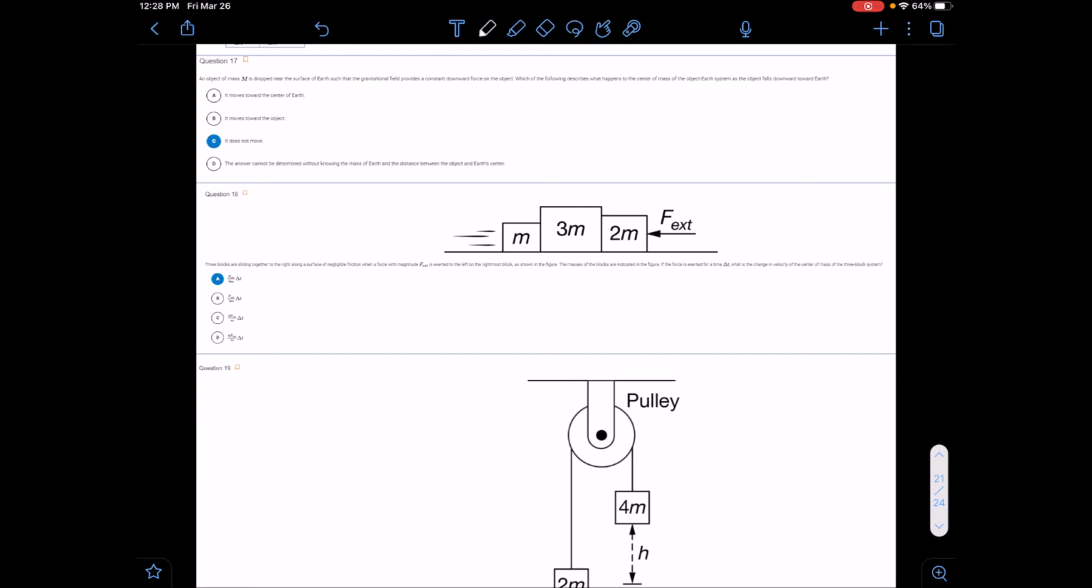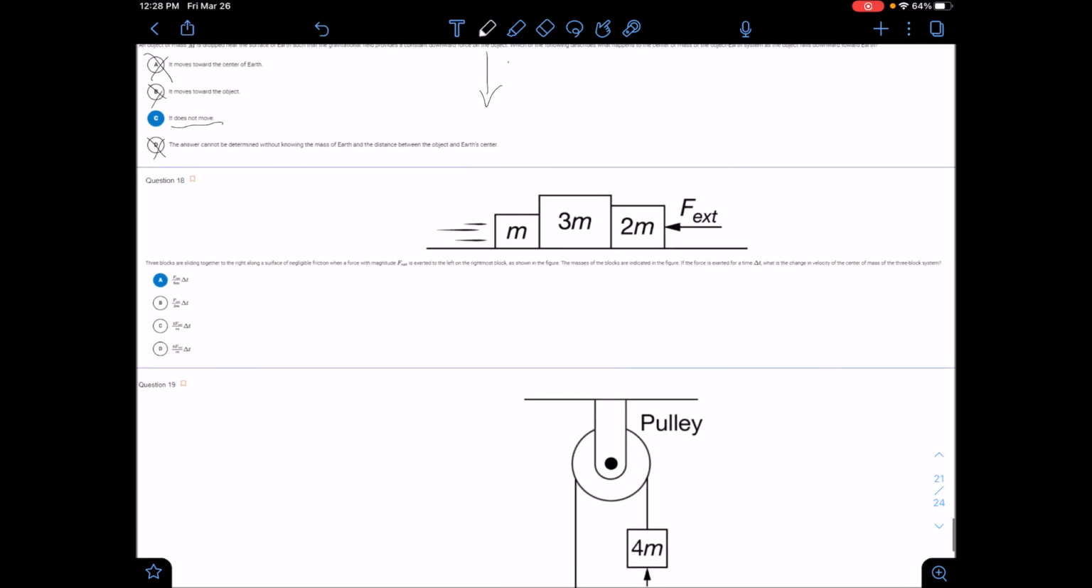Well, I mean, think about it. If you're flying on an airplane and you drop something, pretend like there's no wind or anything, that there's only one force, and that's the gravitational force. If you went up into the sky and you just dropped something straight down, it would just fall in a straight line. So it doesn't move towards the center of the Earth, because you could be at the edge and it would still fall down. It moves towards the object. I don't even know what that means, so this is obviously wrong. The answer cannot, no, it can be determined. It just does not move. It just falls straight down. Oh joy. Okay.